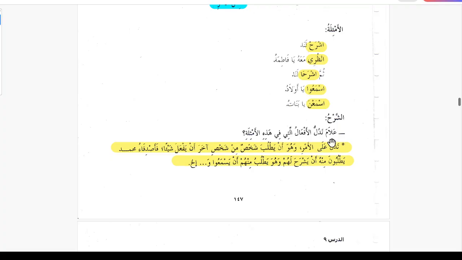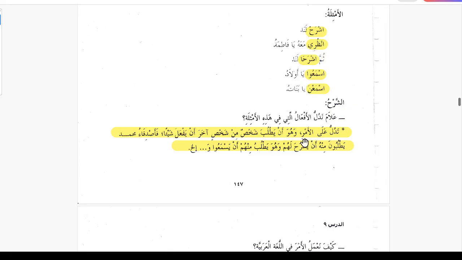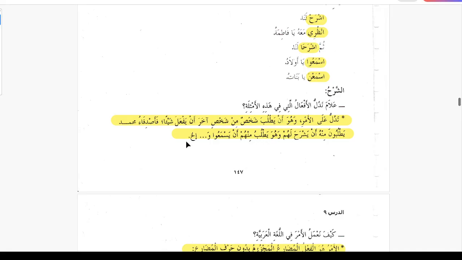Here is the explanation. Ma tadullul af'alullati fi hazihil amthilati? What do these verbs indicate in these examples? Tadullu ala al amr, they indicate the command. Wahuwa an yatlubu shakhsun min shakhsin akhara, that one person demands from another person an yaf'al shay'an, to do something. So here one person is asking the other person to do something, meaning commanding him or her.